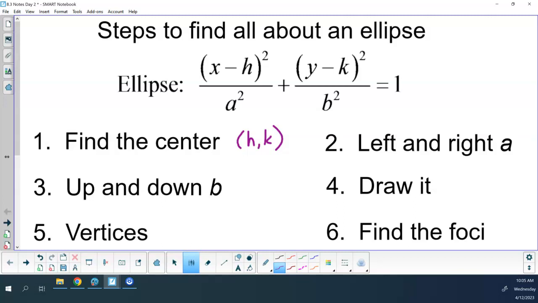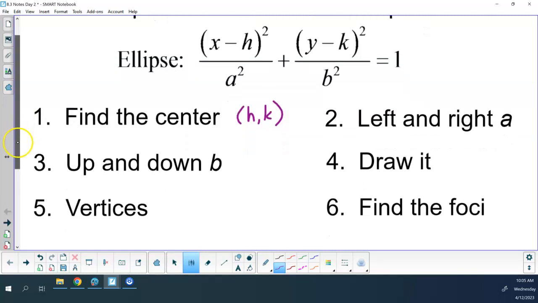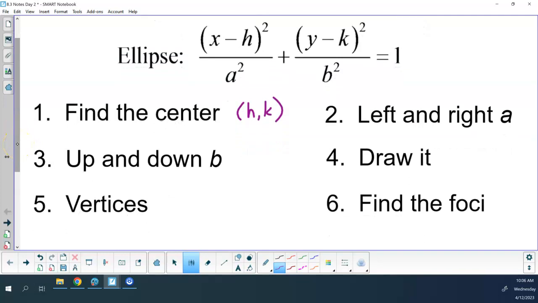Vertices. Where are the vertices located on an ellipse? Ends of the major axes, and how do we know that it's the major axis? Longer one, right? So really, you can tell right away when you look at the problem if it's going to be longer vertically or longer horizontally based off of your 2 fractions. So whichever number is bigger, that's going to give you the endpoints of the major axis.